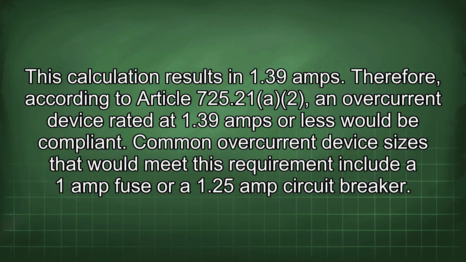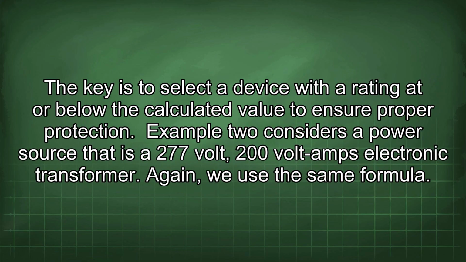Therefore, according to Article 725.21 (A)(2), an overcurrent device rated at 1.39 amps or less would be compliant. Common overcurrent device sizes that would meet this requirement include a 1 amp fuse or a 1.25 amp circuit breaker. The key is to select a device with a rating at or below the calculated value to ensure proper protection.